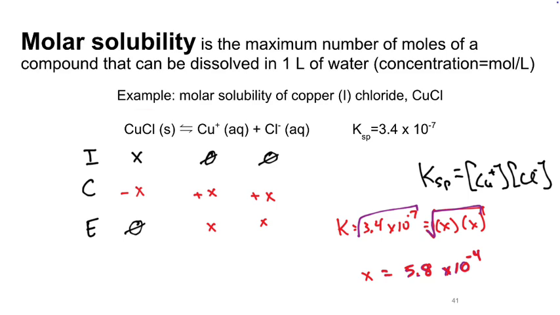As long as I know what I defined X to be within my ice table, I can now potentially answer my question. The question that we're putting here is how much did copper chloride dissolve? Well, how much copper chloride dissolved? 5.8 times 10 to the negative 4th moles of copper chloride dissolved in 1 liter of solution.